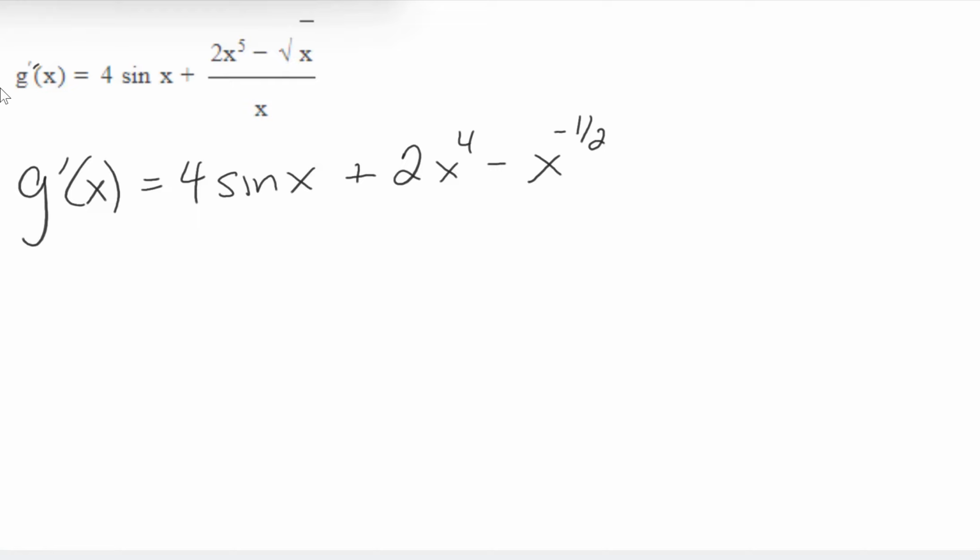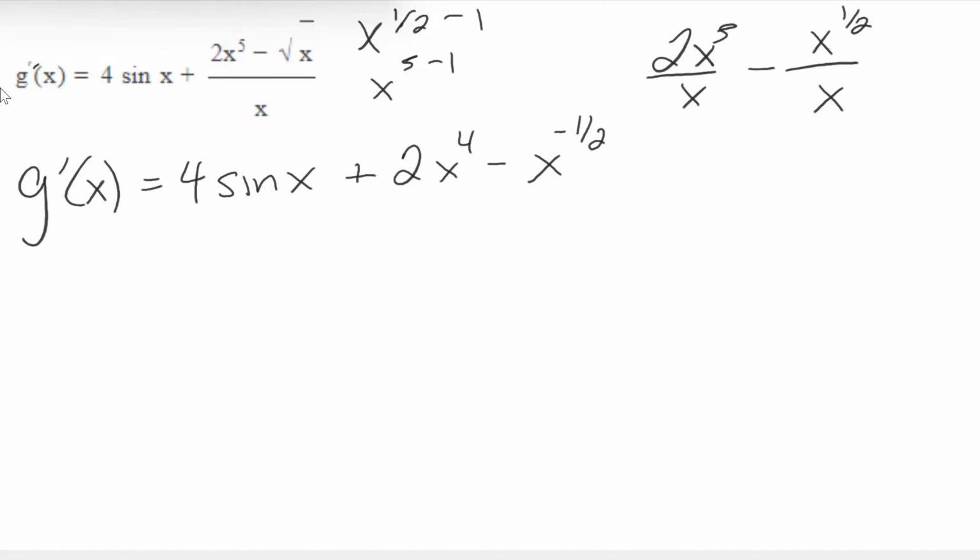Wait, it's minus x? Why is it minus x? Well, that's the minus. So that stays. Oh, wait, I know where that went. And then I did x to the 1/2 minus 1, which is negative 1/2. Wait, it's x to the fourth? Yep, same thing in there. It's the x to the fifth minus 1. So the x from the denominator is gone. Oh, really? I divided both of them by it. I did 2x to the fifth divided by x minus x to the 1/2 divided by x.